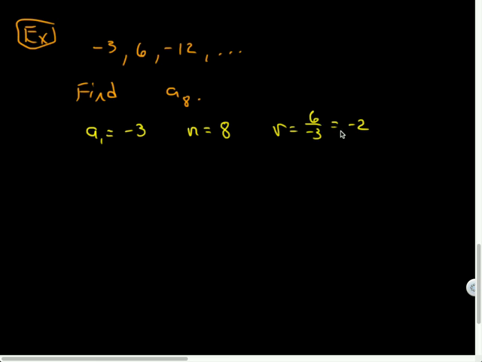All right. And you can divide any two consecutive terms. So if for some reason the first two look like ugly fraction math, divide the next two or something like that, and they'll all give you the same common ratio. And I'm looking for a sub 8, right? So let's plug it in. I'll have a sub 8 is equal to negative 3 times negative 2, all to the 8 minus 1.